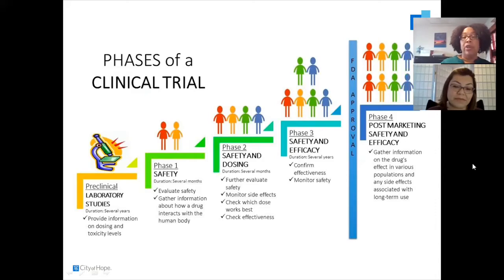So clinical trials have different phases. They start with preclinical studies, which usually start in the lab. We have phase 1 studies, which focus on safety. We have phase 2 studies that look at safety and dosing. Phase 3 studies that look at safety and efficacy. And then phase 4 studies, which is after FDA approval, look at post-marketing safety and efficacy. Each new phase of a trial builds on the information from the previous stage.